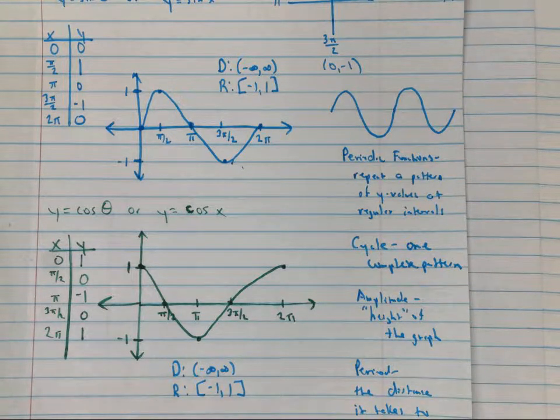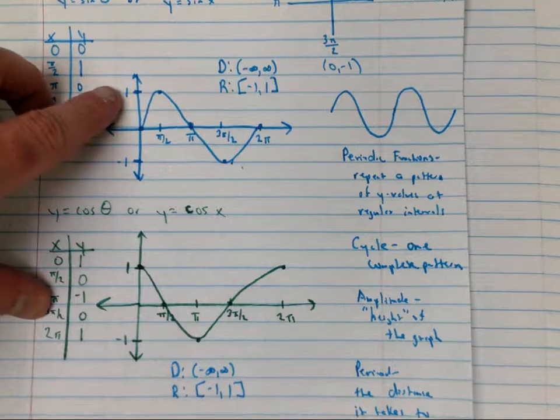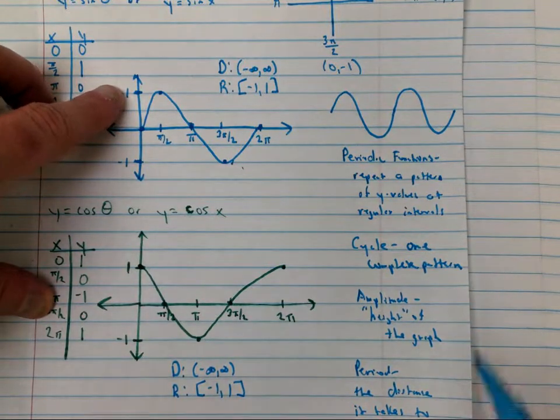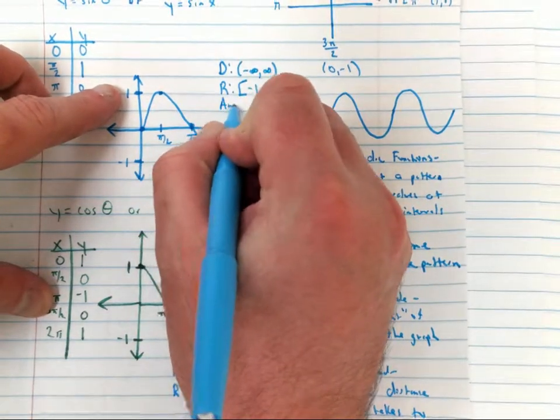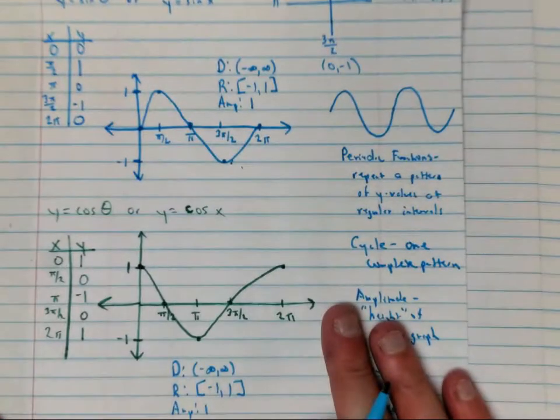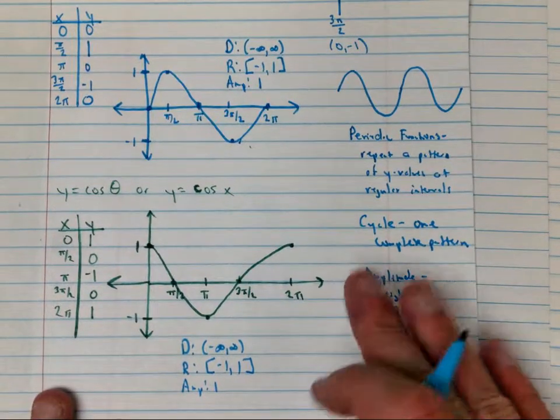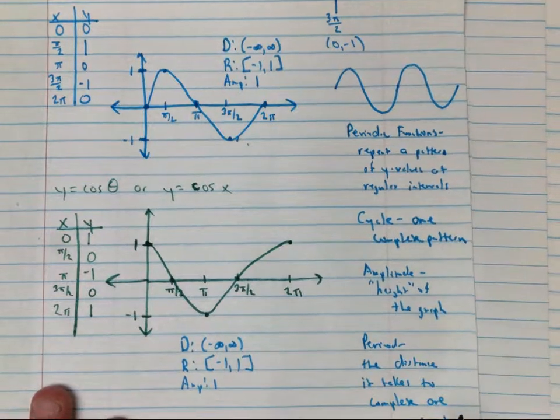Now let's look at amplitude. If I look at this graph, the highest it goes is 1, absolute value 1 is 1. So the amp is 1. Also down here, that is 1 as well for the cosine. The amp is 1 for both of them as well.